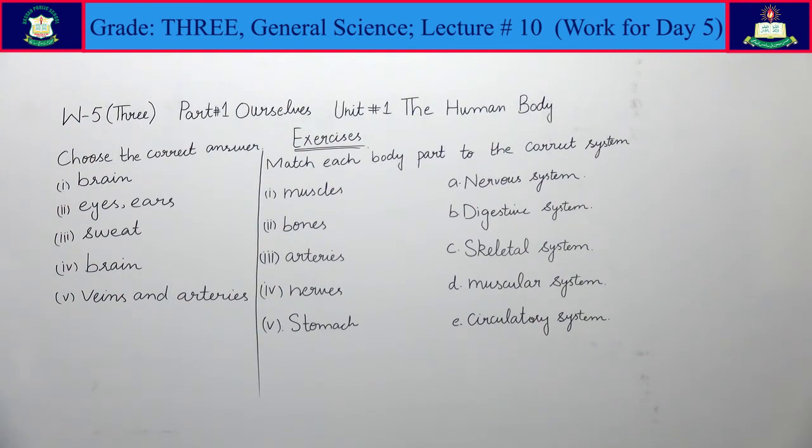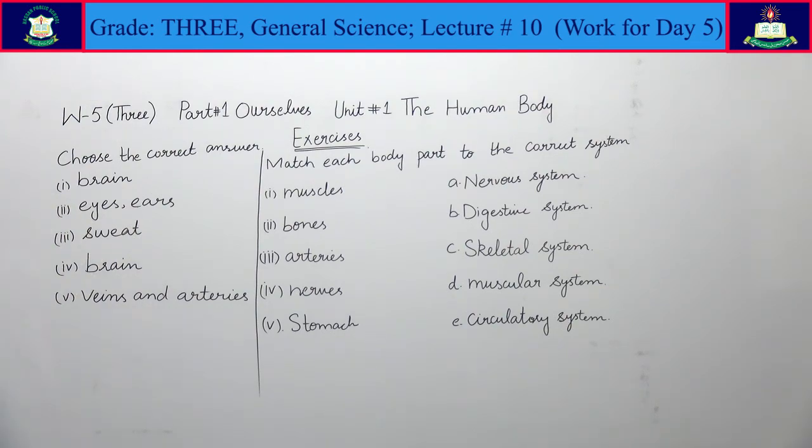MCQ number 5. What does the blood travel in to move around the body? Option A, lungs. Option B, veins and arteries. Option C, muscles and skin. Option D, brain. Students, circulatory system includes veins and arteries and heart. These three units make up the circulatory system, in which blood travels to move around the body through veins and arteries. So correct option is B, that is veins and arteries.